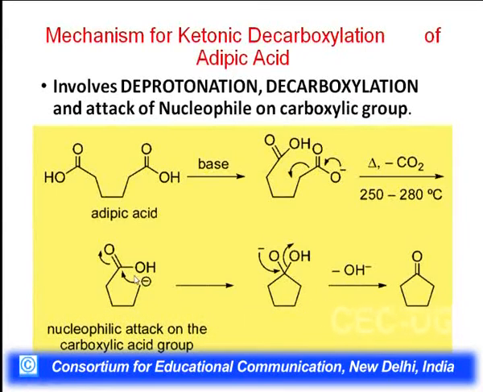When this nucleophile approaches, the pi electrons move towards the oxygen here, so we get this intermediate. But this is unstable. These electrons go back, forming a double bond between carbon and oxygen, and this OH is pushed out, resulting in the formation of cyclopentanone. Since it is undergoing decarboxylation, we are getting a ketone which has one carbon less than the starting compound.